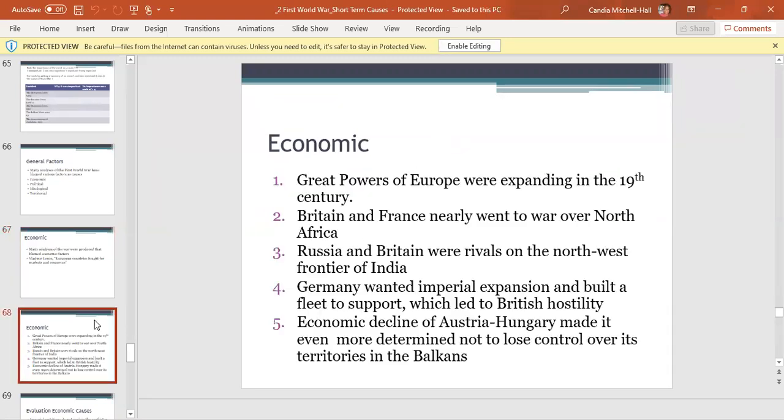What are some examples, right? He mentioned that the great powers of Europe were expanding in the 19th century. Britain and France went to war over North Africa, which is the Morocco crisis. Russia and Britain were rivals over the northwest frontier in India. Germany wanted imperial expansion, right? And because of the economic decline of Austria-Hungary, they wanted to take over the Balkan area. Russia and France fought over Alsace-Lorraine. Then Russia and Japan fought over the area of Manchuria. So economic reasons led to the war.